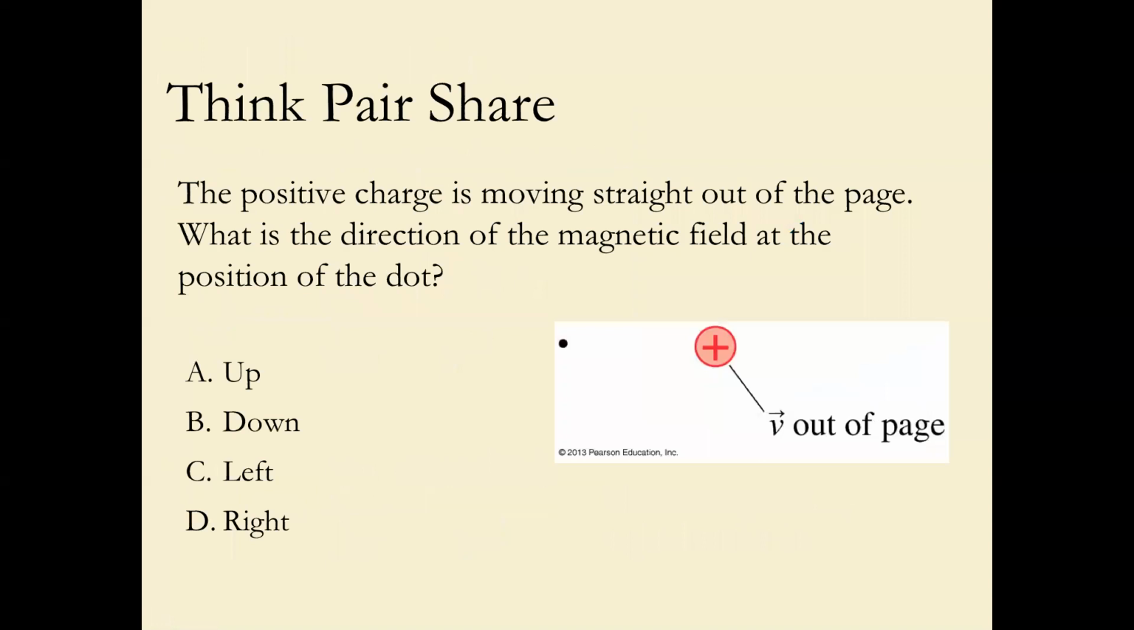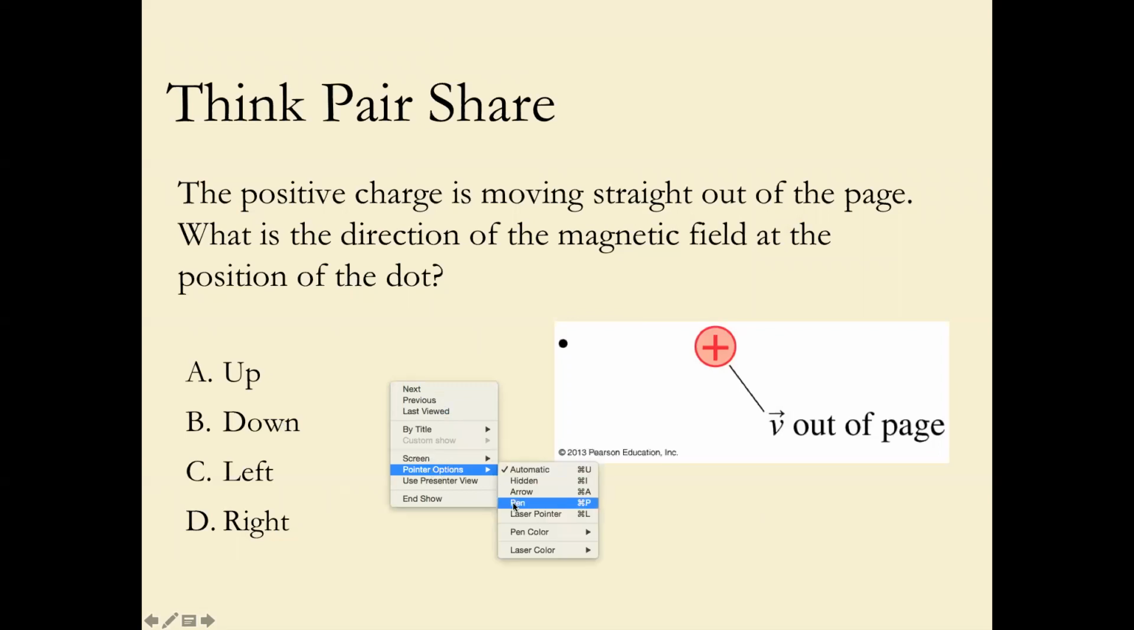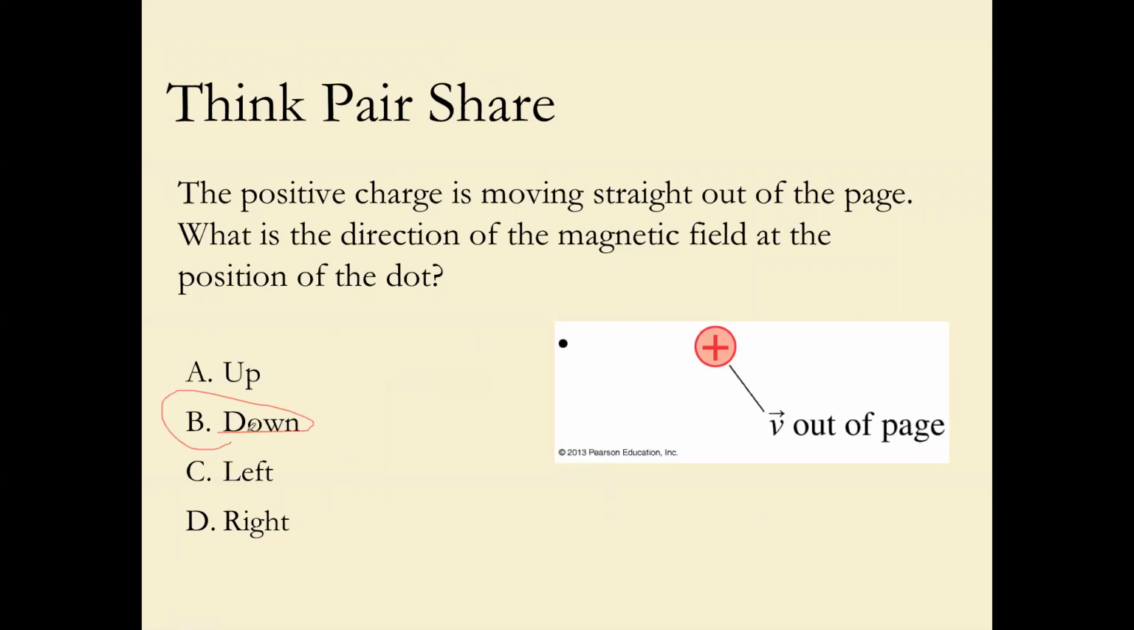So in this question, there is a positive moving charge and its speed is out of the page. And what is the direction of the magnetic field at this point? So put your right thumb in the direction of V, which is out of the page. And when you curl your fingers, the direction of your fingers at this point will be downward. So that's why the answer should be B.